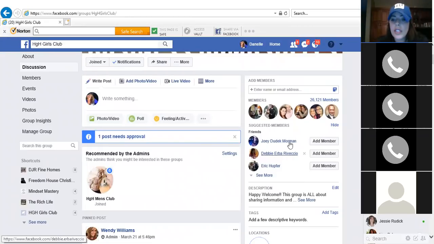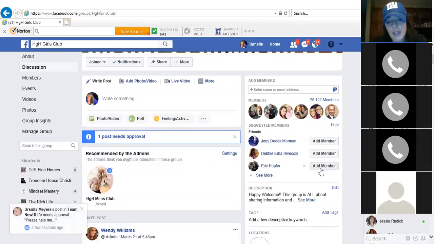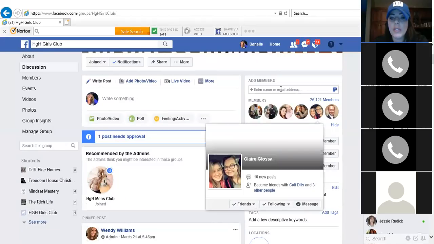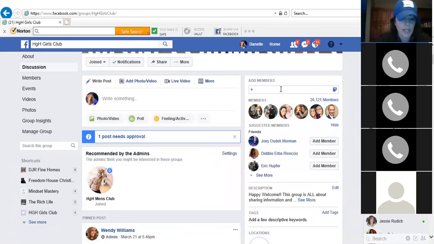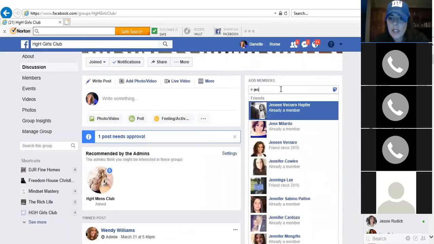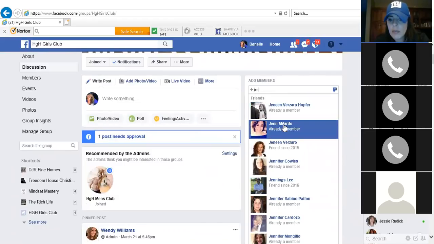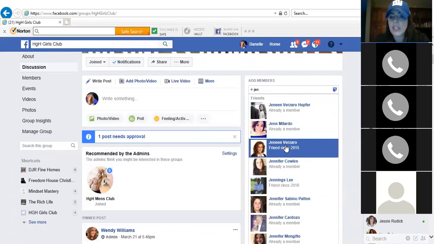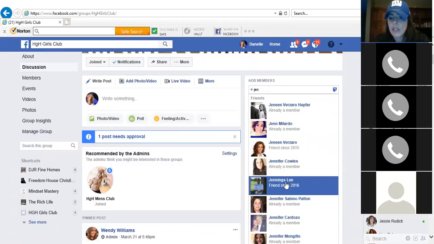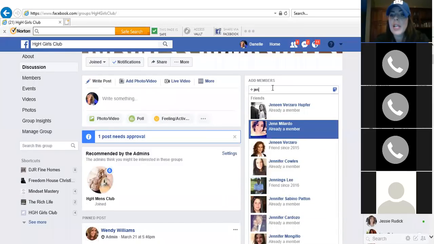So you can see it's saying add member. I can add member. I'm actually in Facebook jail right now, so I couldn't add someone if I tried. But it'll actually give you suggested members. Then it tells you how many members are in here. It'll show you some of the members that are here. And then here you can enter a name. So let's say, I don't know, let's just try Jen something. So Jen Millardo is in. Okay, so my sister, that's her business page. I wouldn't add her. But you can see there's a ton of people that are already members. And you can go through.